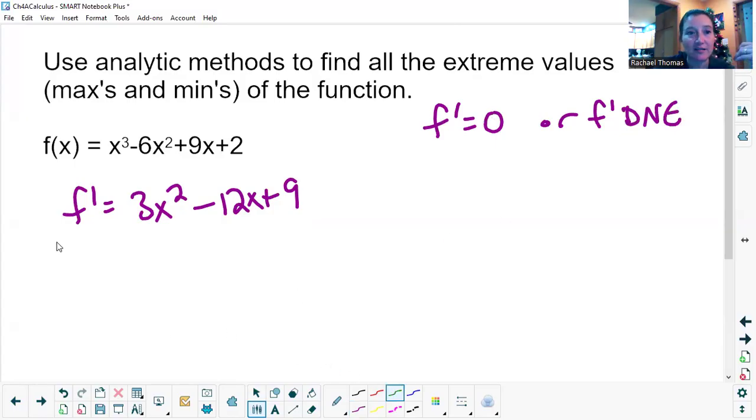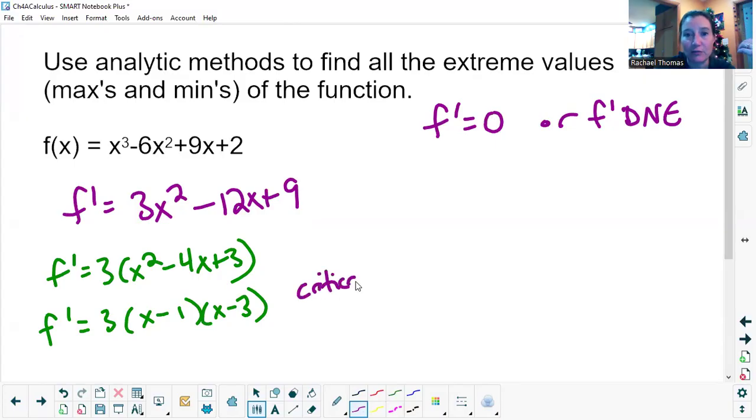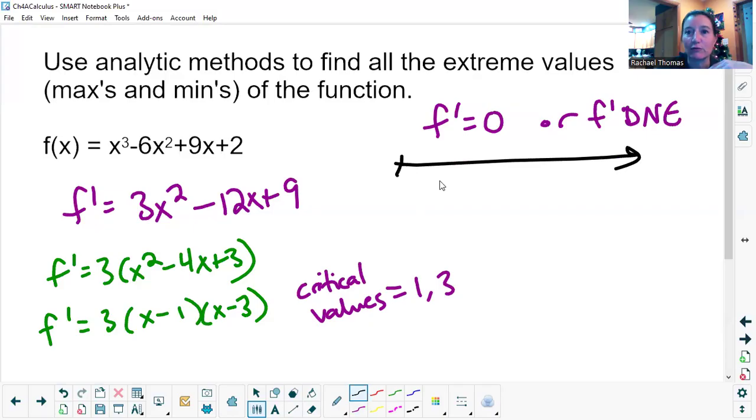So now my spidey senses kick into gear and I'm like, ooh, this looks like I can factor it. So I'm going to go ahead and do that. And when I factor out a 3, now I can factor this as x minus 1 and x minus 3. So I've got what we call critical points. Critical points or critical values are the x values here called 1 and 3, where f prime equals 0 or does not exist. So it's just a polynomial. There's no places where f prime does not exist, but there are places where f prime equals 0, and they're happening at 1 and 3.